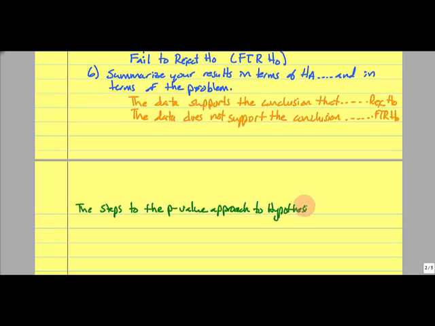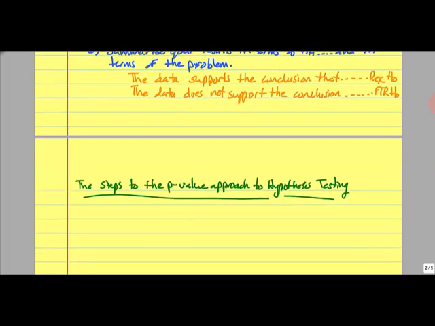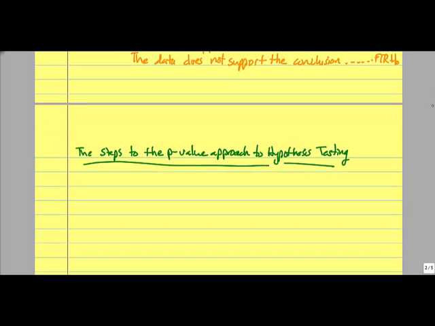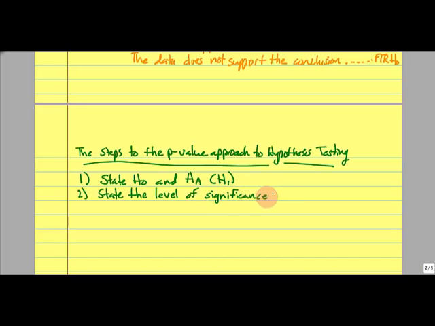Now the p-value approach is nice because it kind of gives us an idea of how close we were to rejecting or failing to reject. It gives me an idea of whether I was really, really close to rejecting or really, really far away from rejecting. Now a lot of the steps are the same. So first step is state H0 and HA, and remember HA and H1 are interchangeable. The second is we will state our level of significance, and remember, our level of significance is alpha.